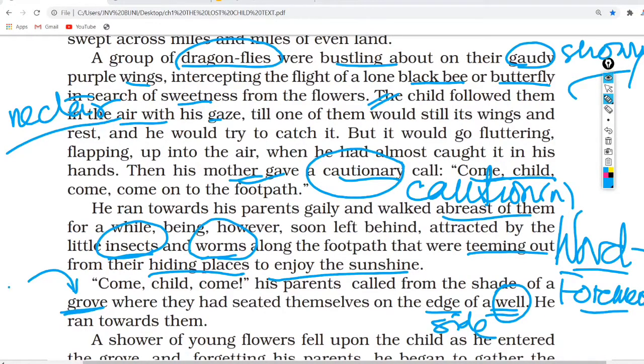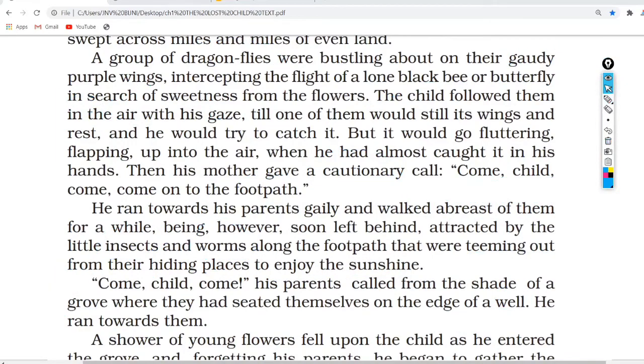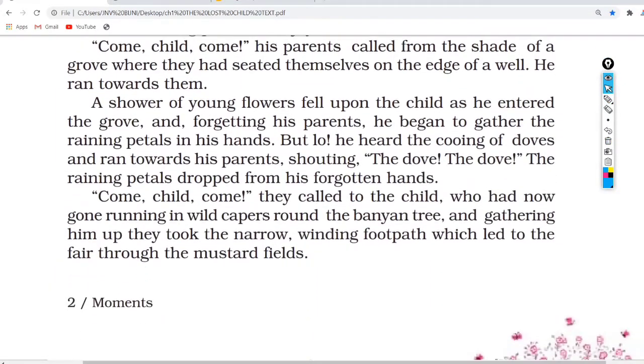What do we call that? We call it a bush, B-U-S-H, bush. Therefore, the parents once again, when they were sitting just beside the well under the grove, when they got a little tired and were resting, they saw that the child was now attracted by the insect and the worm, and then they gave the cautionary call to the child to come to them. Then let us see the next part.